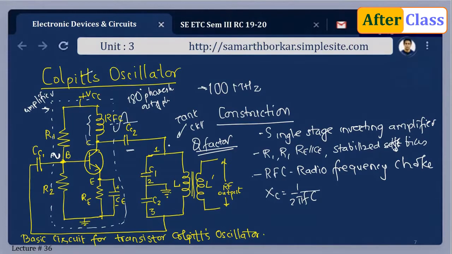The output of the phase shift LC network is coupled from the junction of L and C2 to the amplifier. This is the LC network, and it is coupled from the junction of L and C2, and connected to the input of the amplifier, meaning it is connected at the base through this coupling capacitor CC1. So again this coupling capacitor CC1 is going to block the DC, but it will allow the AC signal from this tank circuit to be connected to the base.